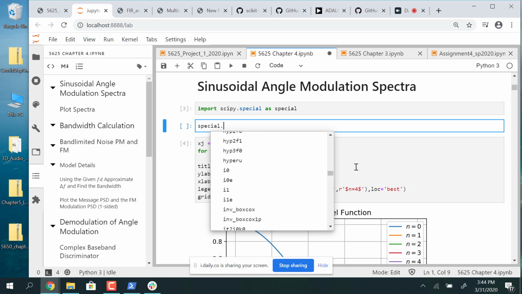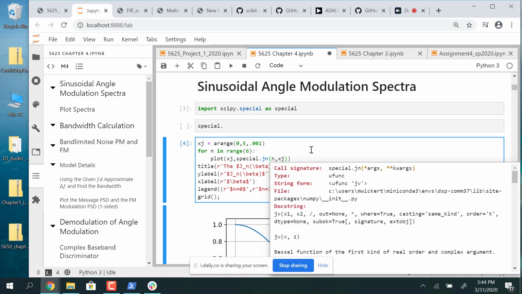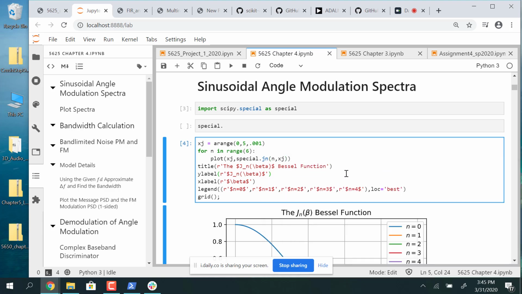So the J's are the Bessel functions that we want, the JN Bessel functions. So I'm using special.jn, and if I go inside the parentheses there and then hit tab, it'll tell me what it is. It says at the very bottom here, Bessel function of the first kind of real order, possibly complex argument. We're not going to use it that way. So the first argument is the order, and then the argument, which we're calling beta, is the second argument into Jn.